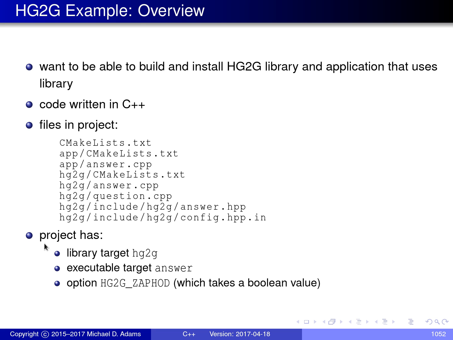And as we'll see in a moment, the project has a library target called HG2G, an executable target called answer, and it also provides an option called HG2G_ZAPHOD, which takes a Boolean value.